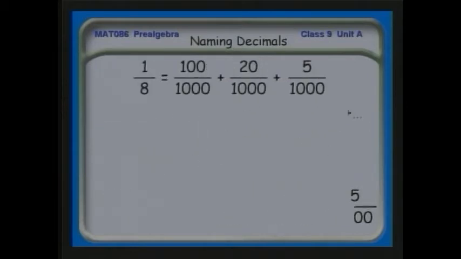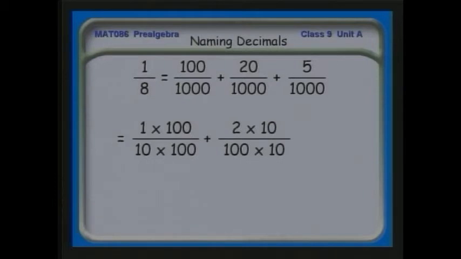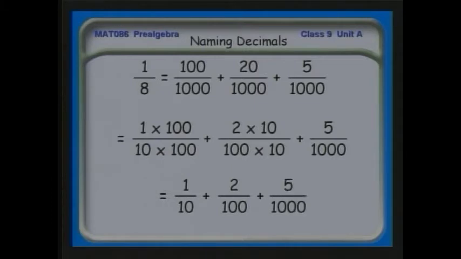I can factor, let's look at this again, let's look at this eighth carefully. I can factor a 100 out of top and bottom of that first fraction to get 1/10. I can factor a 10 out of the second, and the third term stays by itself. Simplifying this, I get 1/10 plus 2 1/100ths plus 5 1/1000ths.